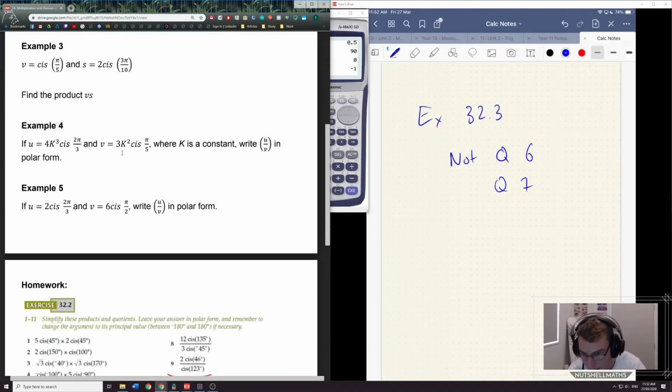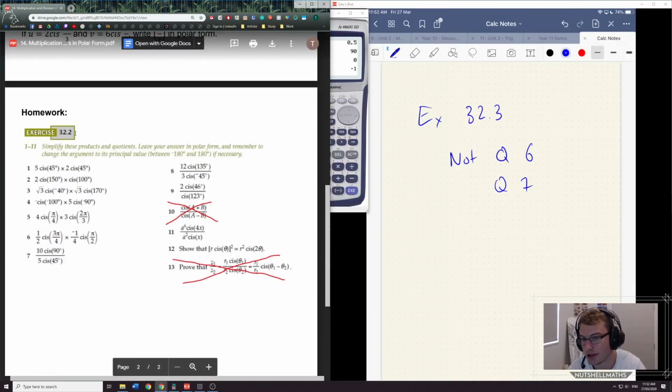Right? With that, you will be equipped to do all of 32.2 except for these two, and all of 32.3 except for those two. Right? So that means today, do this. Tomorrow, do this. Sunday, have a break. Monday, come prepared for de Moivre's theorem. You've also got the 2 assignments to be doing in the background as well.